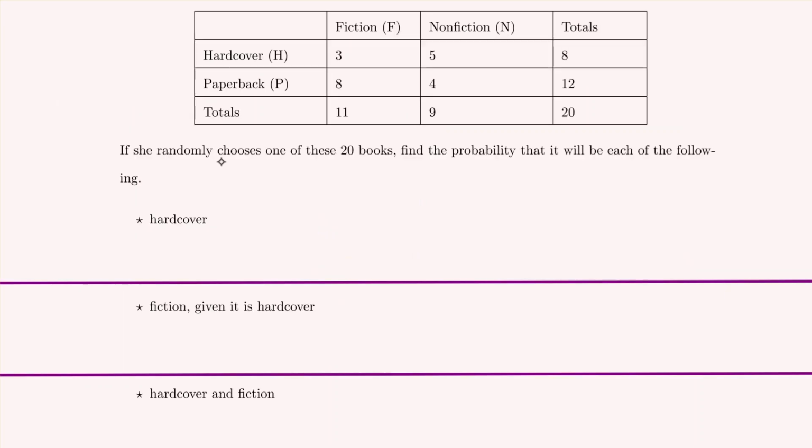So it says if she randomly chooses one of the 20 books, so imagine all the 20 books are in a bookshelf, she's going to pick one of them at random, what is the probability that it would end up being hardcover? Well, we know there were 20 books available to choose from, and in total there's 3 plus 5 equals 8 hardcover books in all. So 8 out of 20. Now let's read the next one.